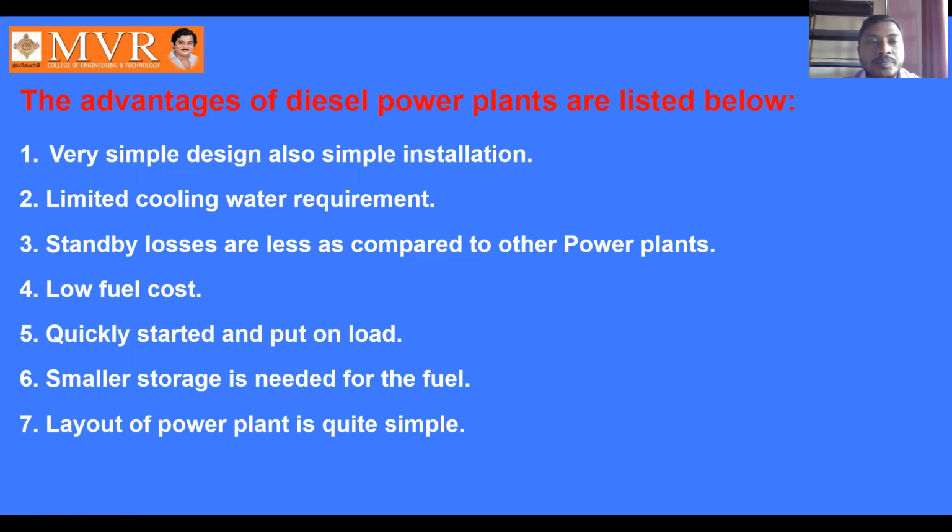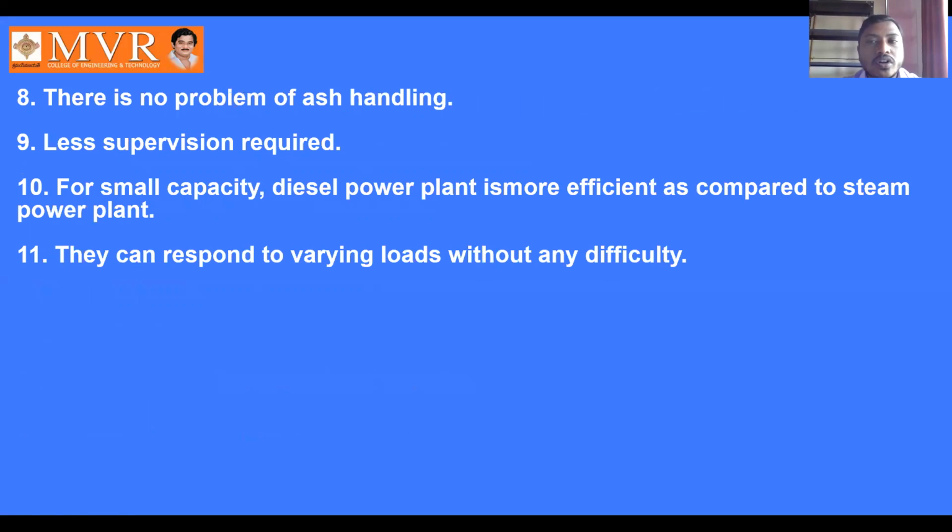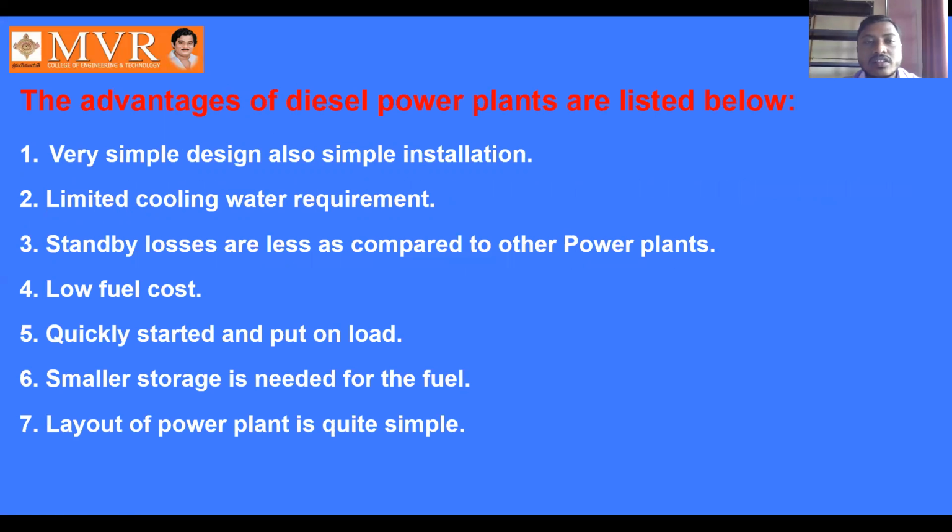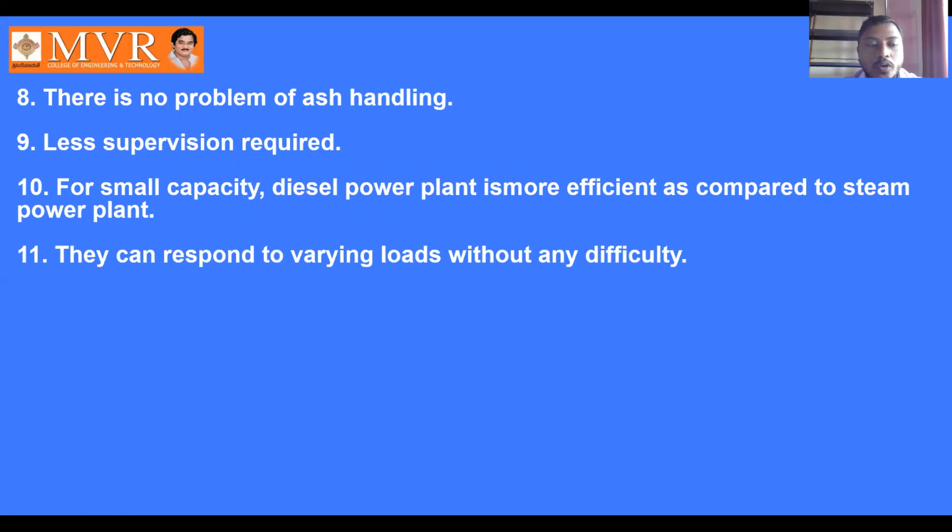We have some more advantages. There is no problem of ash handling. Less supervision is required. For a small capacity, a diesel power plant is more efficient as compared to a steam power plant. They can respond to varying loads without any difficulty. These are some of the advantages of diesel power plants when compared with other power plants.